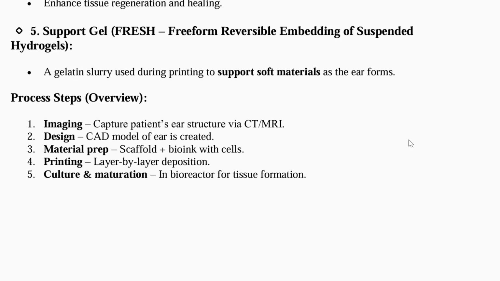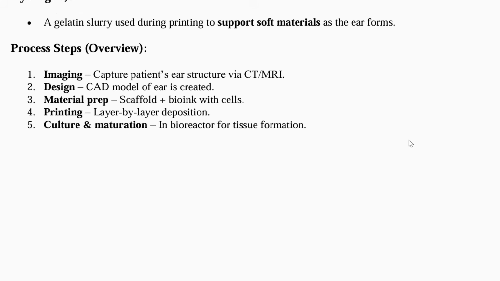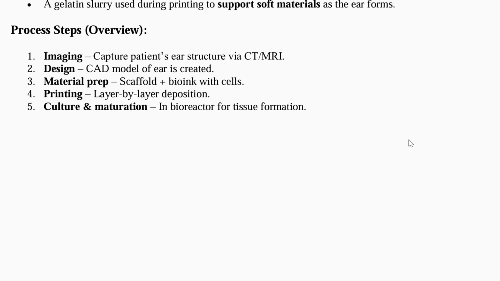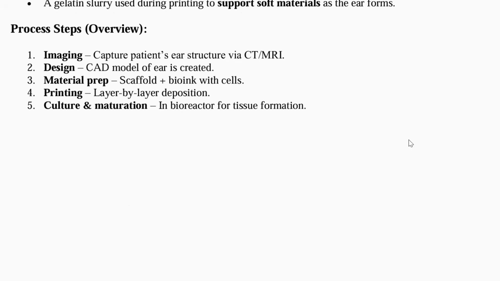Processes: first we take the image, that is capture the patient's ear structure via CT or MRI. Design: a CAD model of an ear is created. Material preparation is scaffold plus bioink with cells. Printing, layer by layer deposition, culture and maturation in bioreactor for the tissue formation.